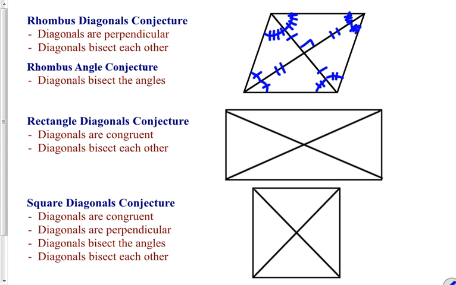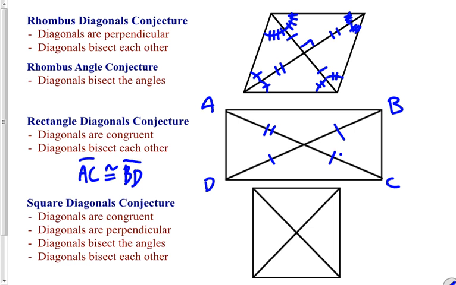All right, let's move on to the rectangle. So the rectangle diagonals conjecture says that the diagonals are congruent, right? So if we have rectangle ABCD, we know that AC is congruent to BD. The conjecture also states that the diagonals bisect each other. And this should make sense to us because a rectangle is also a parallelogram. And so therefore, that is congruent to that, and that is congruent to that.